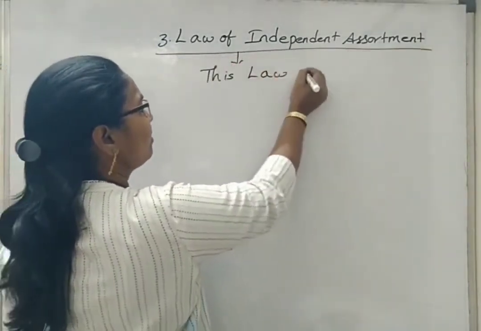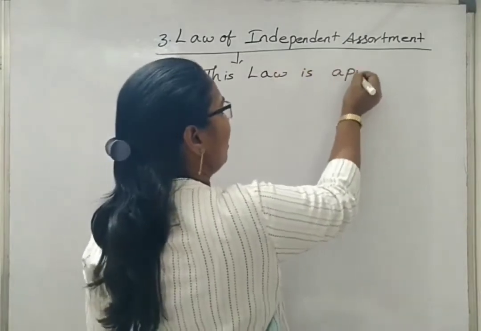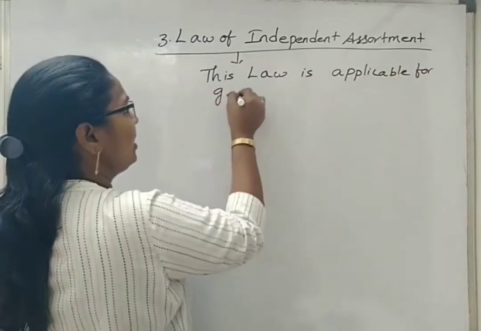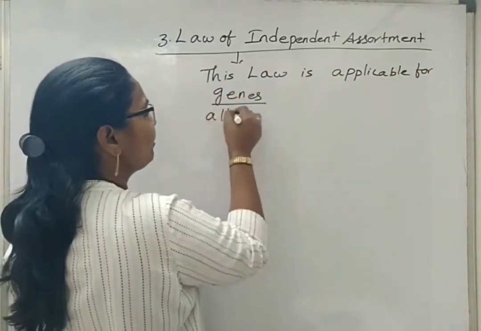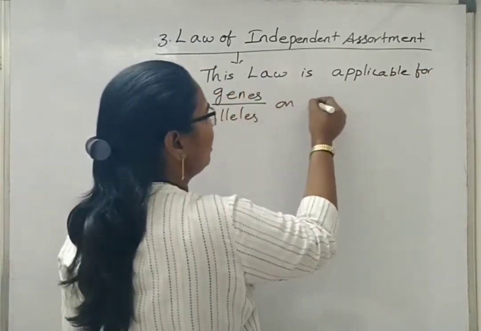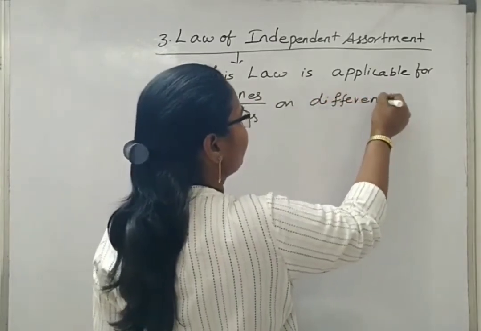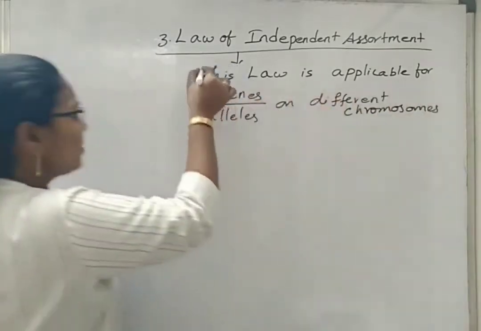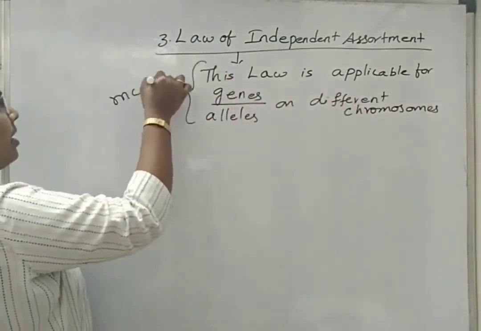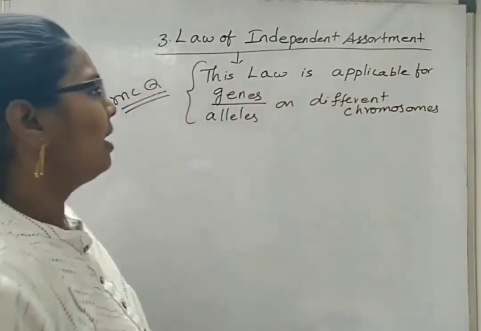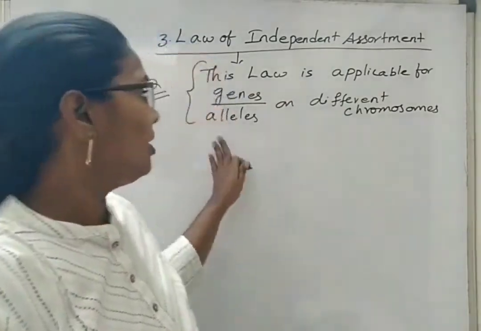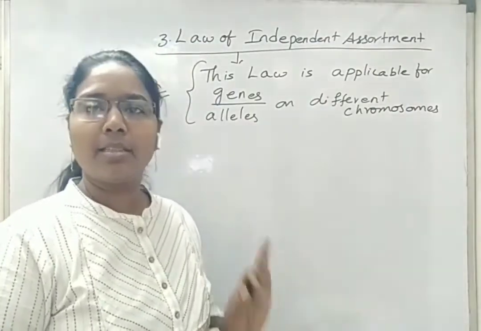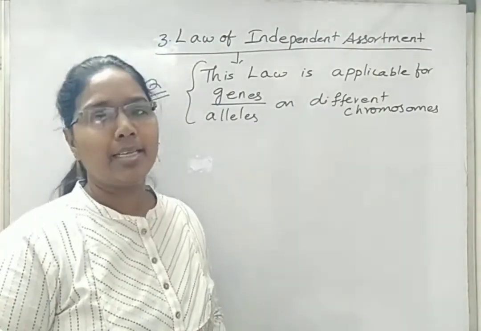This law is applicable for genes or alleles on different chromosomes. This one you can remember as an MCQ. Which law is applicable for genes on different chromosomes according to inheritance? We can answer Mendel's third law, that is law of independent assortment.